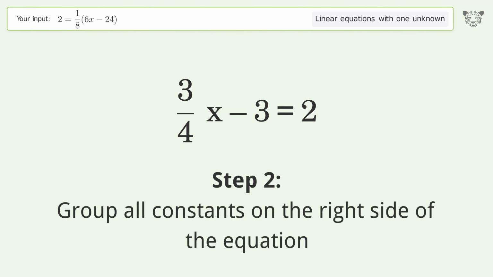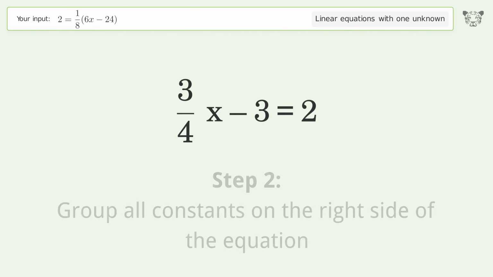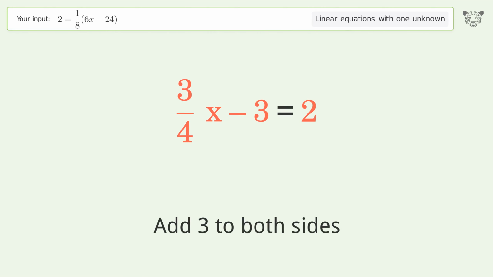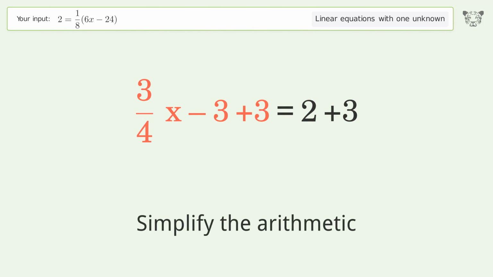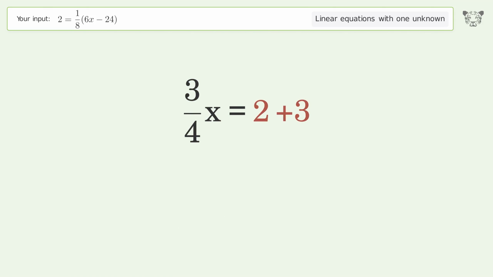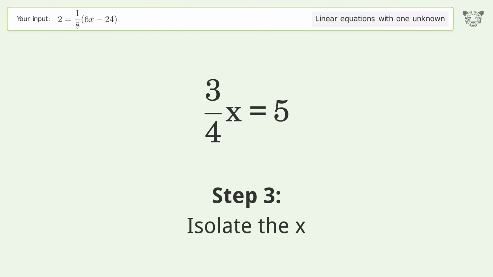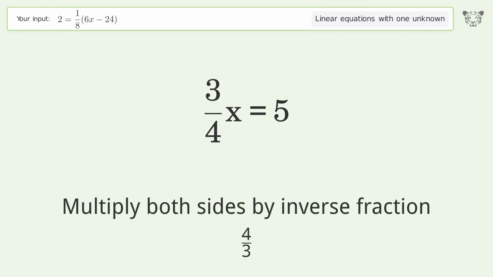Group all constants on the right side of the equation. Add 3 to both sides. Simplify the arithmetic. Isolate the x. Multiply both sides by the inverse fraction 4/3.